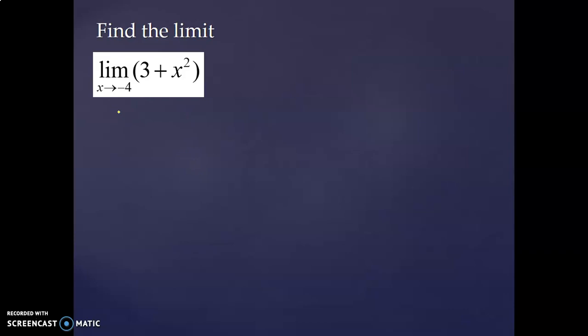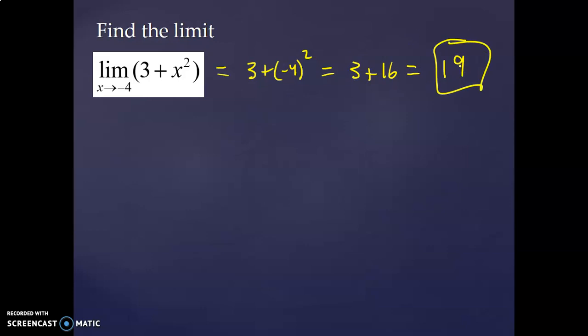So the first thing you should always try is to just plug the number in and see if you get an answer. So the limit as x approaches -4 of 3 plus x squared, the first thing I'm going to try to do is just plug in -4. So 3 plus -4 squared, 3 plus 16 is 19. As soon as I have plugged in the number, I don't need to write limit anymore. So I don't need a limit statement here or the rest of the way. The answer to this one is just 19.